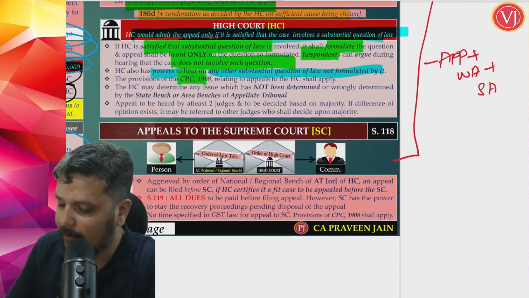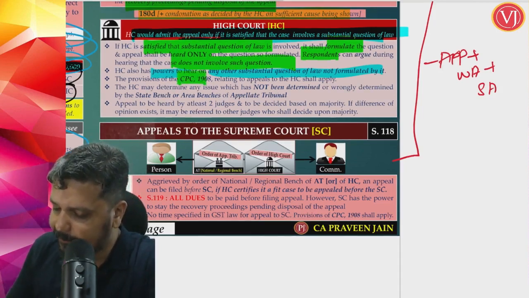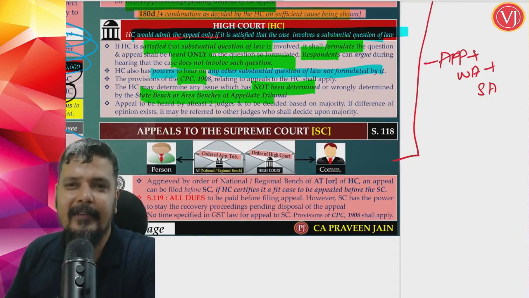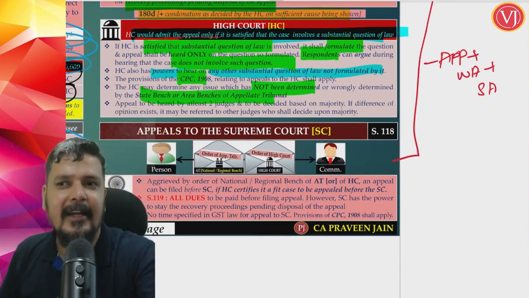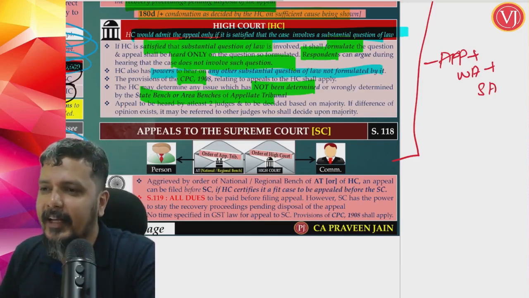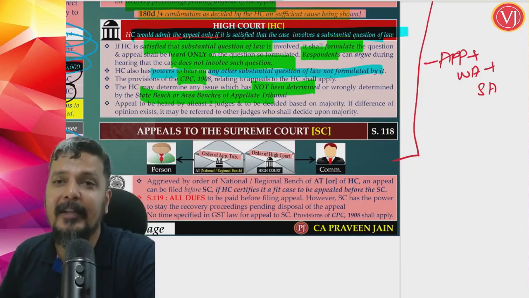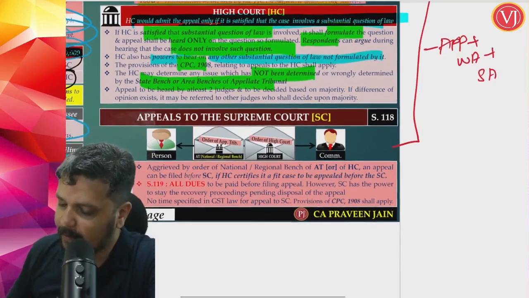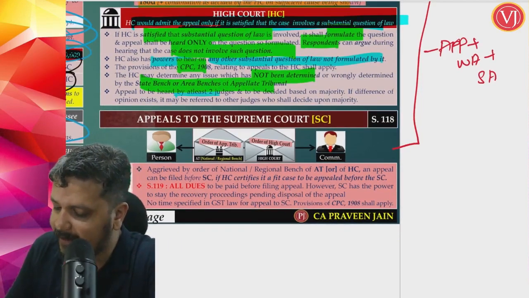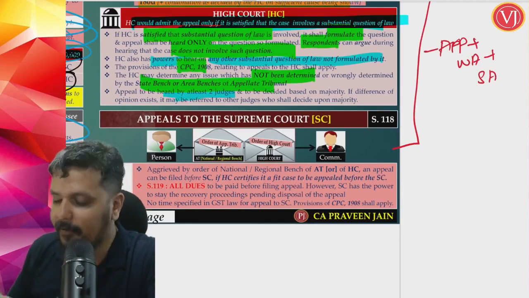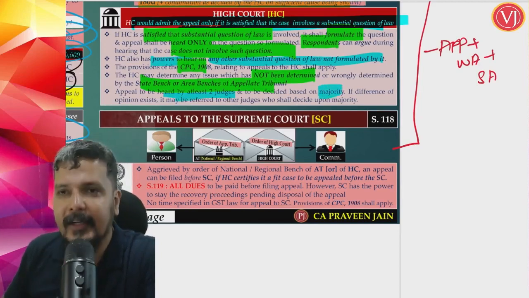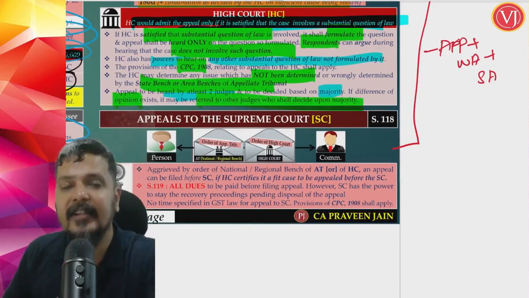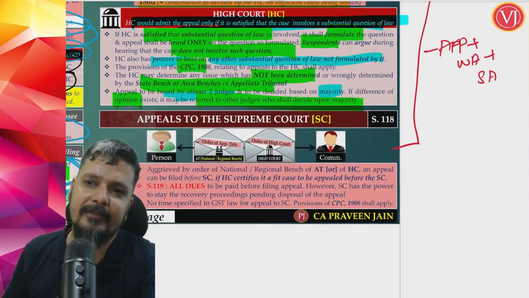Civil Procedure Code will follow, and High Court will tell that it should be a case which is taken by your state bench or area bench, which means it does not involve place of supply. The moment it feels it involves place of supply, it will give it to your Supreme Court. And minimum 2 judges should be there in your High Court. It will be decided by majority. If at all there is any difference of opinion, they will refer to another judge. Again, it will be decided by majority.